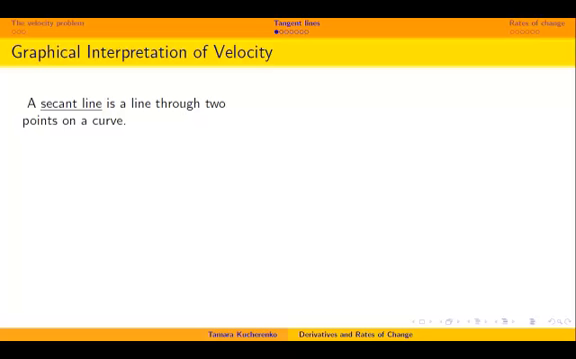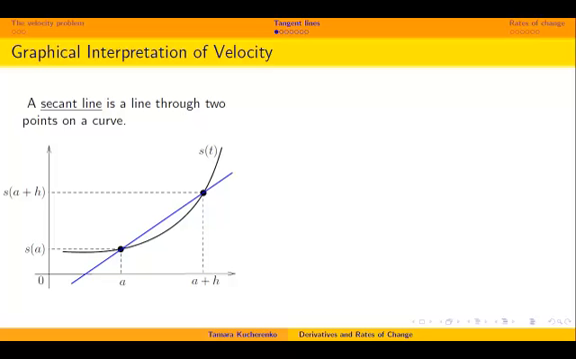By definition, a secant line is a line through 2 points on a curve. Consider the graph of a position function s of t for an object traveling in a straight line. We draw a secant line through 2 points on the curve, which correspond to t equals a and t equals a plus h.